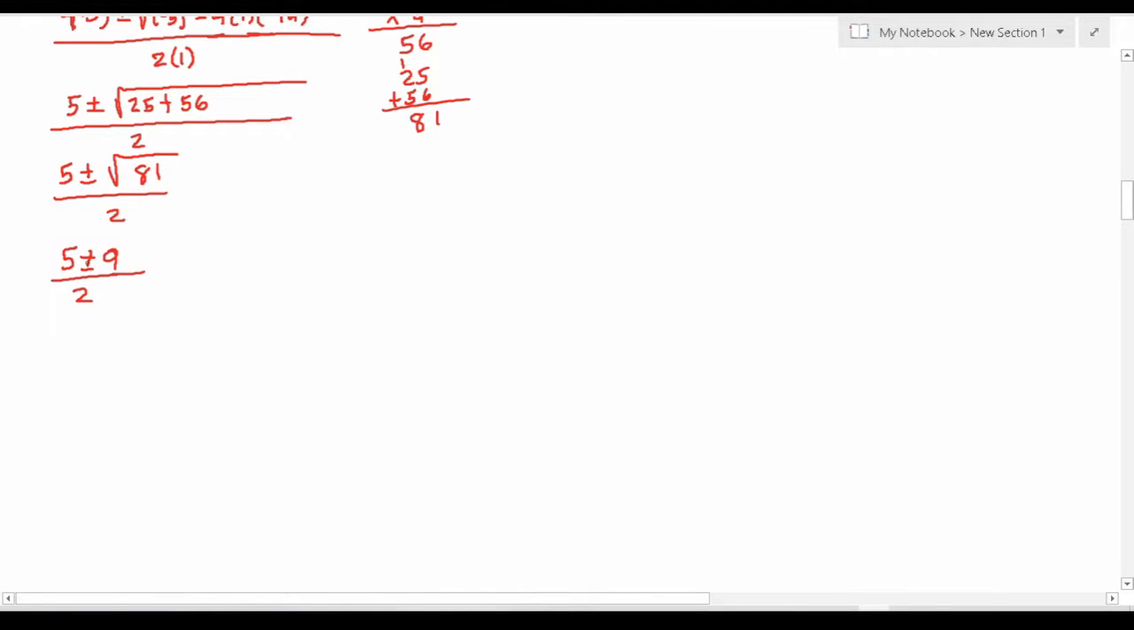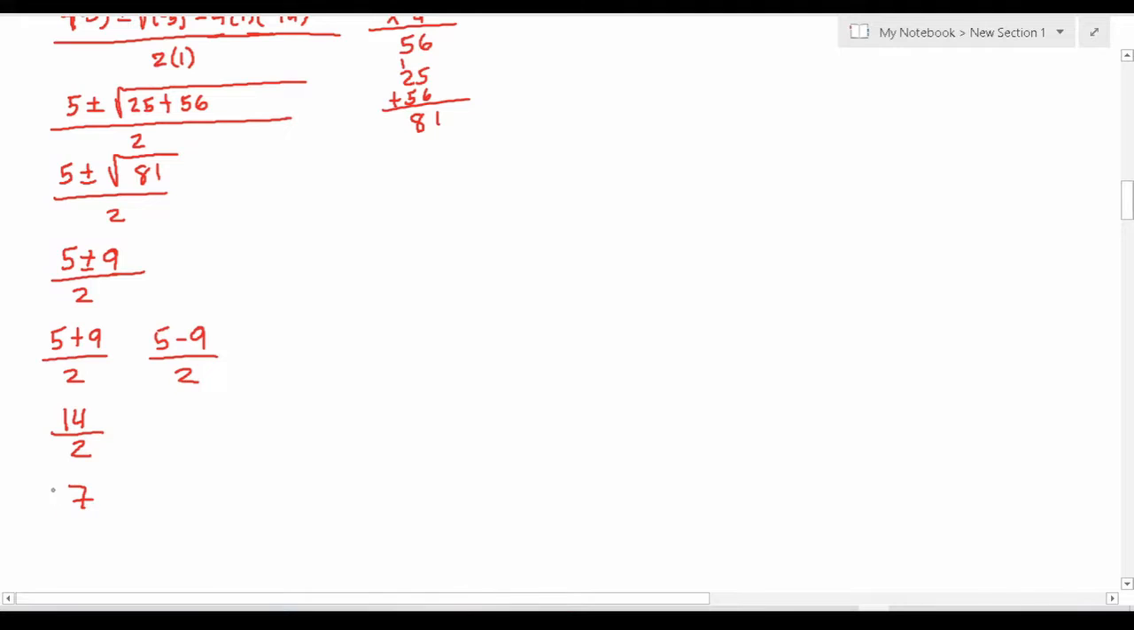And this plus or minus tells us to split our solution two ways. The first way is going to be 5 plus 9 over 2. And the second way is going to be 5 minus 9 over 2. In other words, you can see that we split that plus or minus into two separate solutions there. 5 plus 9, as we know, is going to be 14. Again, that's over 2. 14 divided by 2 is 7.